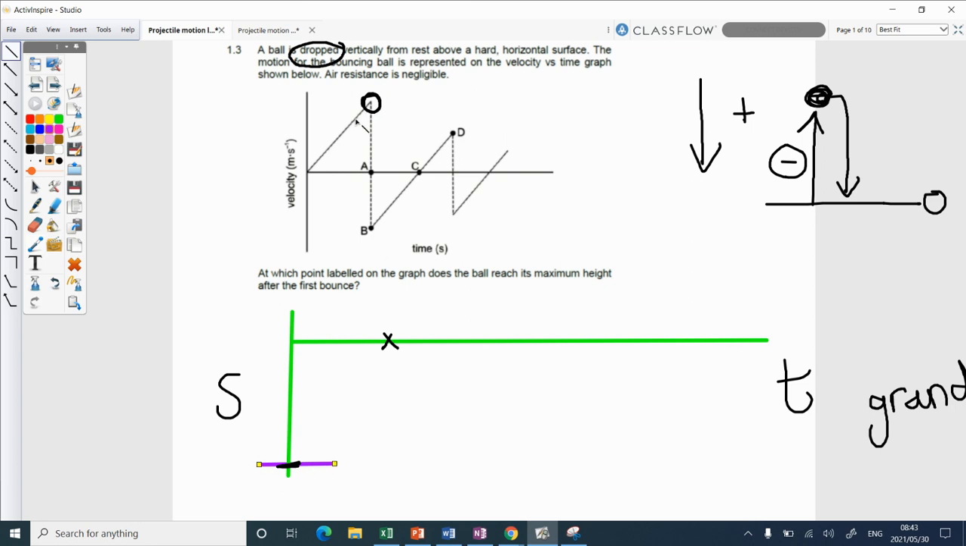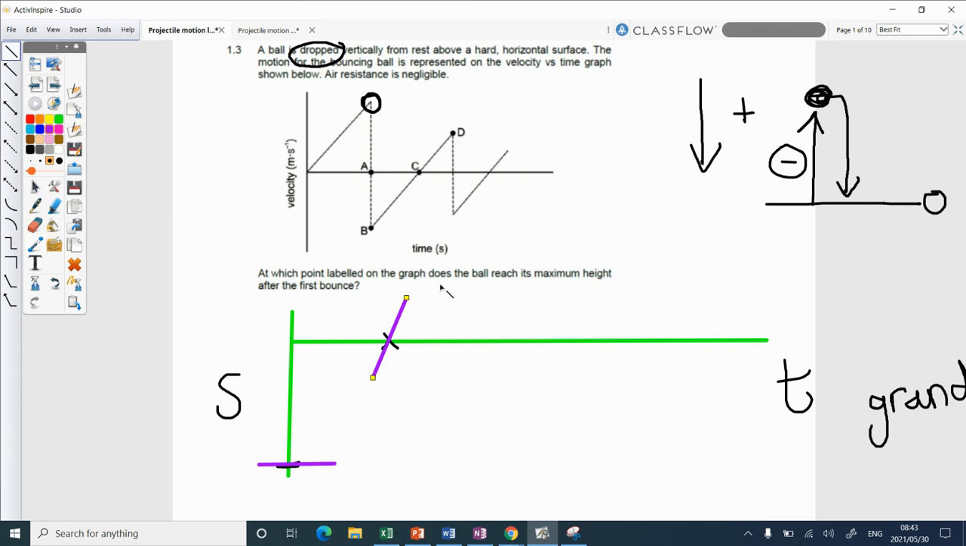When it hits the ground, is the velocity big, small, 0, positive, negative? Big, and it is positive because it hits the ground at a positive velocity. So you know your gradient must be big, steep, and now you can draw in your lines.